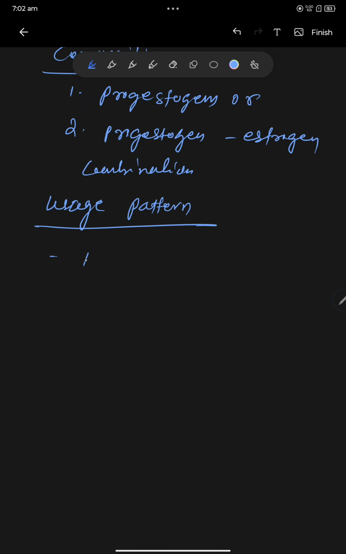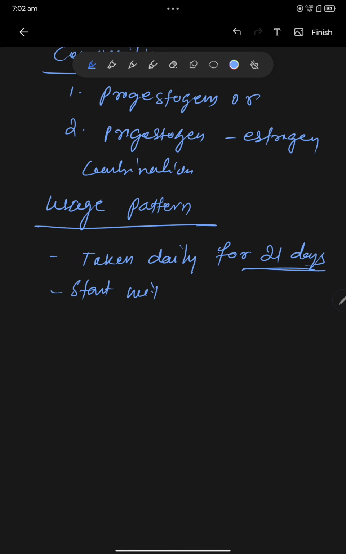Taken daily for 21 days, and this is very important, 21 days, starting within 5 days of the menstrual cycle. This is very important.